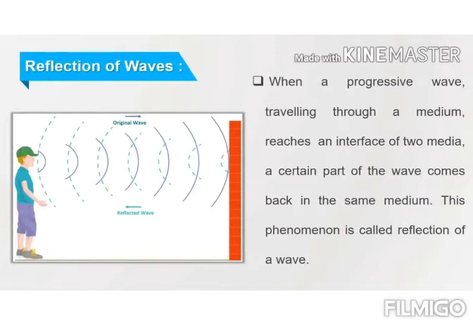When a progressive wave traveling through a medium reaches an interface separating two media, a certain part of the wave energy comes back in the same medium. The wave changes its direction of travel. This is called reflection of a wave from the interface.